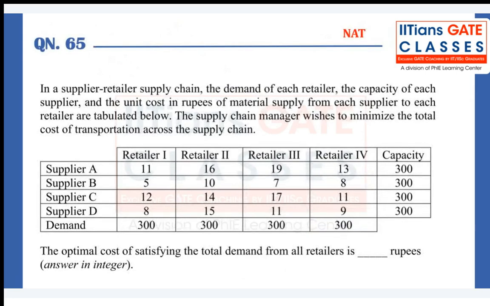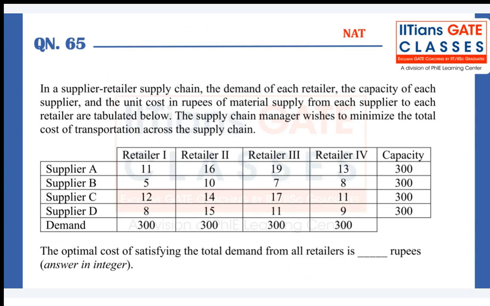Now, in a supplier-retailer supply chain, the demand of each retailer, the capacity of each supplier, and the unit cost in rupees of material supplied from each supplier to each retailer are tabulated below. The supply chain manager wishes to minimize the total cost of transportation across the supply chain management.